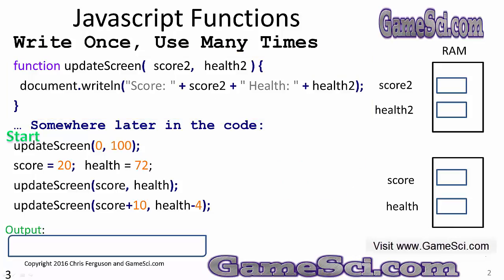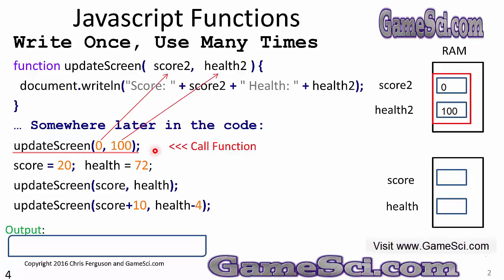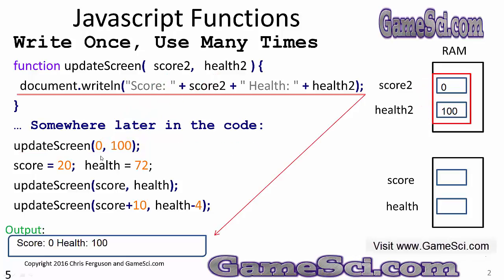So let's trace this code and see how it works. Again, what we're trying to do is update the screen. That's a common function in video games where we need to tell the user, what is your current score? What is your current health value? We'll call the function updateScreen. This is the function call. The arguments are going to be 0 and 100. 0 will be assigned to the parameter score2. 100 will be assigned to the parameter health2, and you can see over here that score2 and health2 get the values of the arguments.